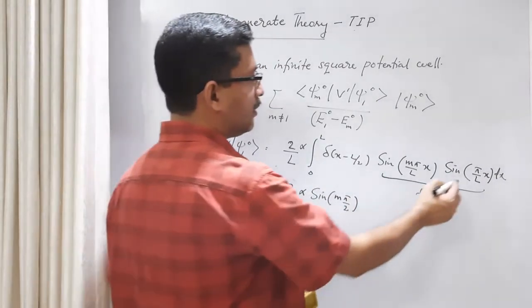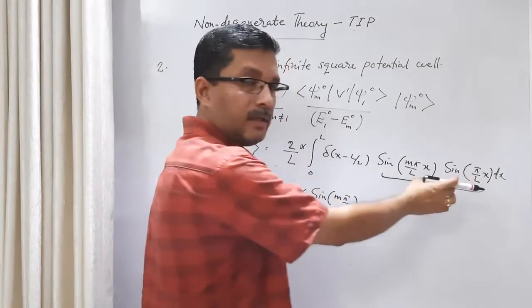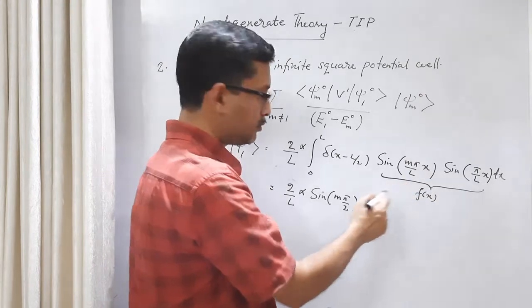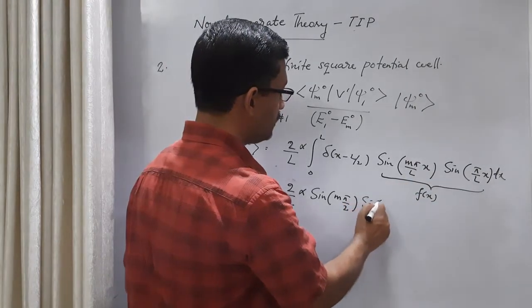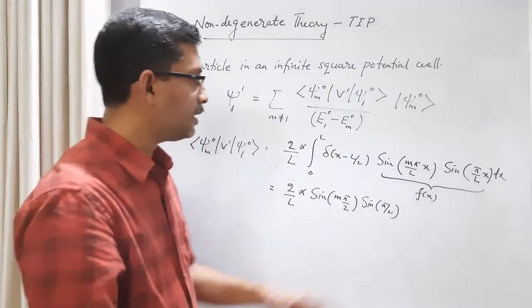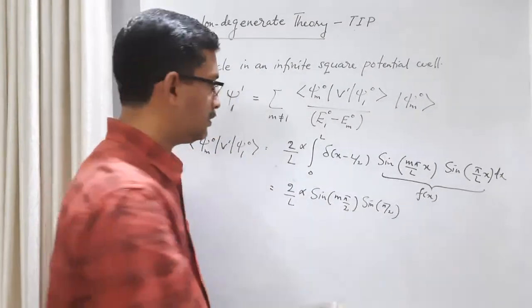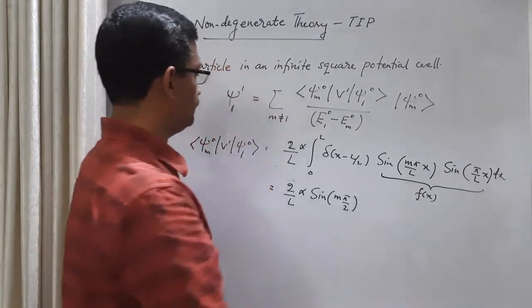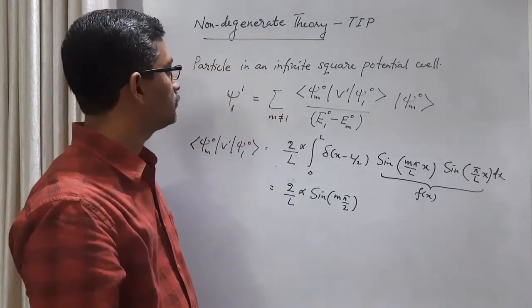Right? Here sin pi by L into x equal to L by 2. L will cancel, sin pi by 2. So this is the result. What is sin pi by 2? It is always 1. So our result is this. Right?